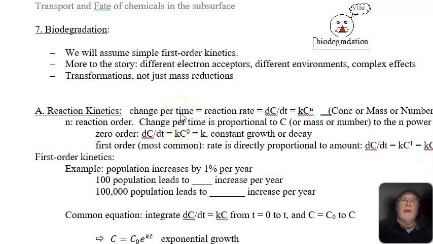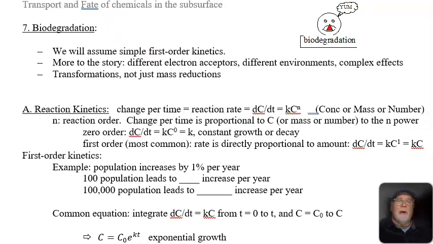So biodegradation, we're going to assume simple first order kinetics is how we're going to do it. There's more to the story. There's different electron acceptors. We'll talk mostly about oxygen. I'll talk a little bit about other electron acceptors, different environments, complex effects, but we're going to kind of simplify it with the first order kinetics, which is actually the way it's done 99% of the time in remediation sites.